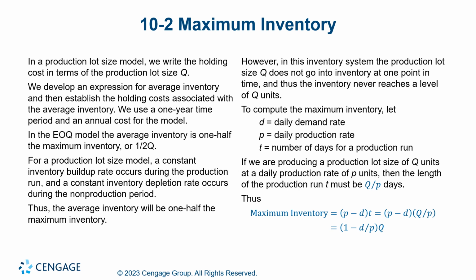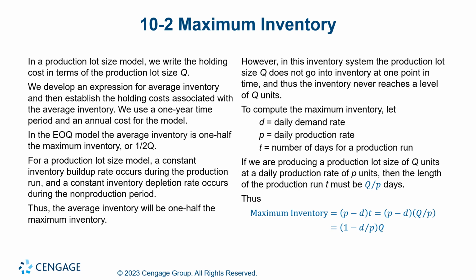However, in this inventory system, the production lot size Q does not go into inventory at one point in time, and therefore the inventory never reaches the level of Q units. And to show how we can compute the maximum inventory, we let D be the daily demand rate, P be the daily production rate, and T be the number of days for a production run. Because we are assuming that P will be larger than D, the production will be larger than the demand.